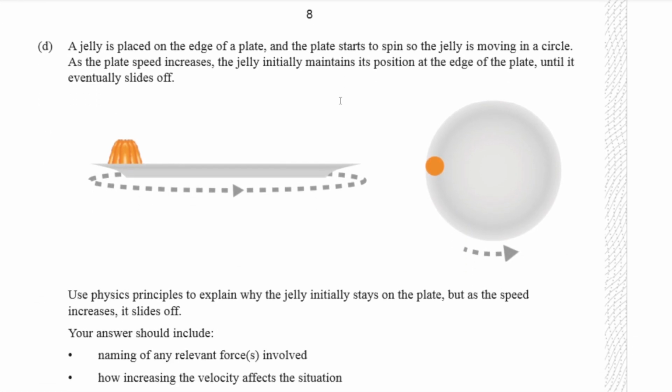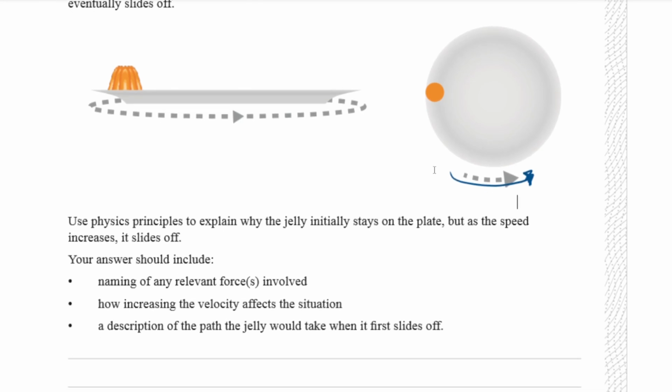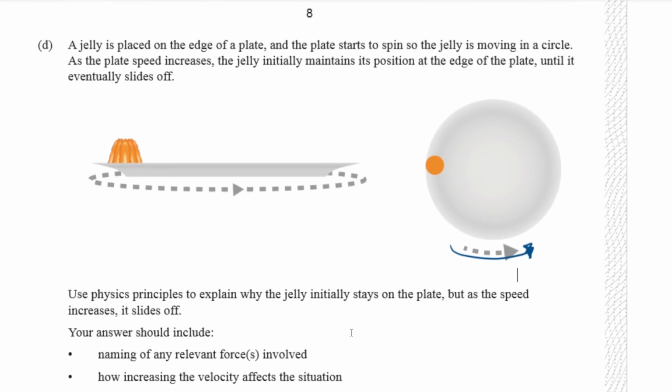All right. Oh yes, the classic jelly on a spinning plate problem. Yep. Classic. So, circular motion, the plate is spinning, and the jelly is on top of it, and the jelly remains on top of it at this position until eventually it slides off. And we need to name any relevant forces, talk about velocity, and describe the path after it slides off.